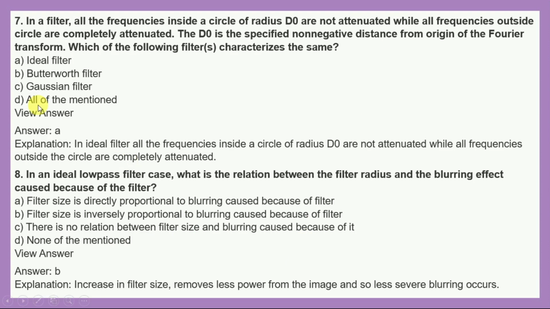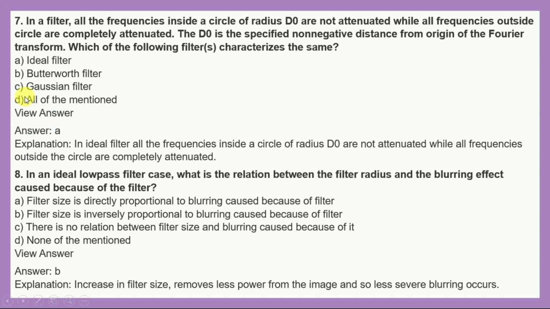Now the question is, in a filter all the frequencies inside a circle of radius D0 are not attenuated, while the frequencies outside the circle are completely attenuated. D0 is the specified non-negative distance from the origin of the Fourier transform. Which of the following filters characterizes the same? The answer options are given over here, and the right answer of this question is option A, that is the ideal filter.